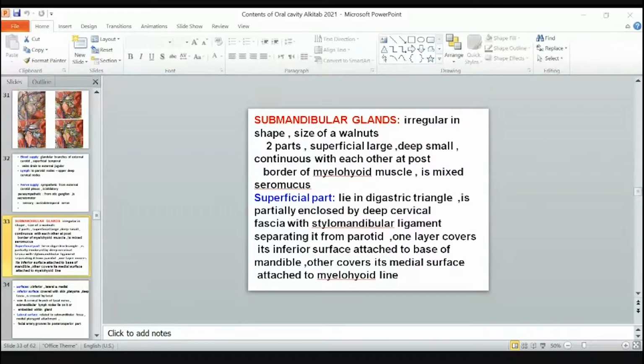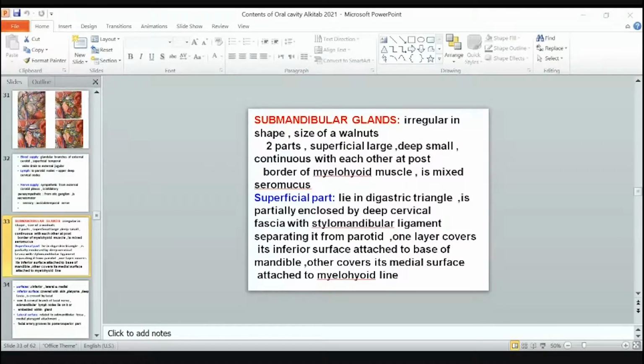Now on this slide, the picture on the right side shows the base of the mandible. Here you see the skin has been removed from here. This is the investing layer of fascia. And this is the neck where we have removed the skin, the superficial fascia and the deep fascia of the neck from the surface of the submandibular triangle.